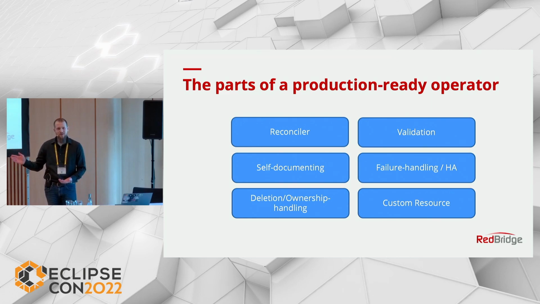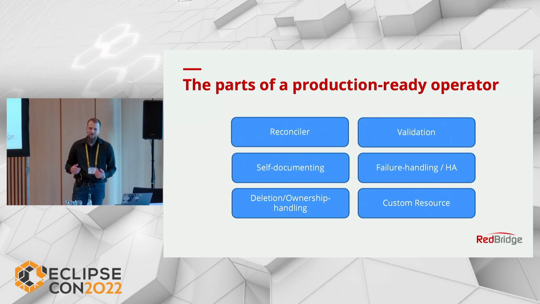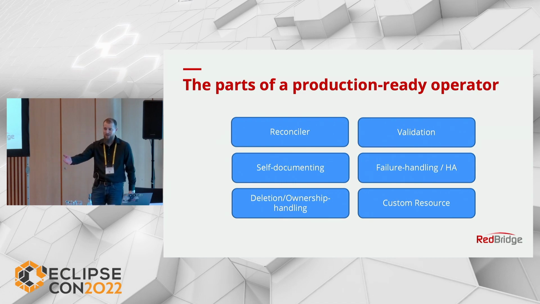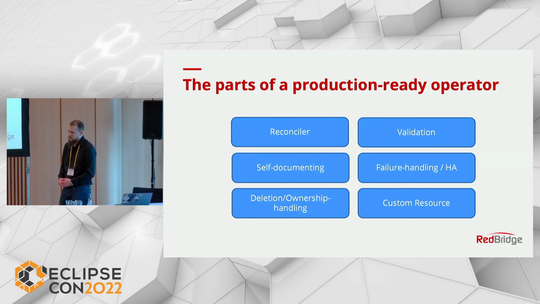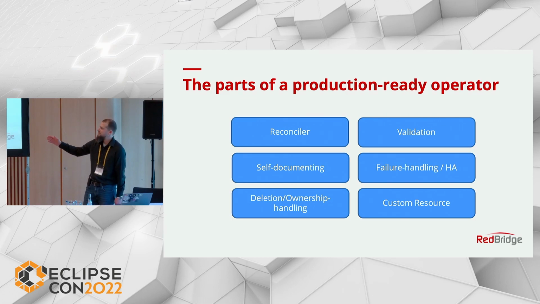We want it to be self-documenting, because when you are there and you are trying to use that operator, you don't want to guess what an attribute means. You want the thing to tell you, like, how do you use that? What does this attribute in my resource actually mean? How do you use it? Etc. Depending on how important that part is that you are acting on in the controller, you definitely should have failure handling and HA. We need to handle deletion, and we need a custom resource.